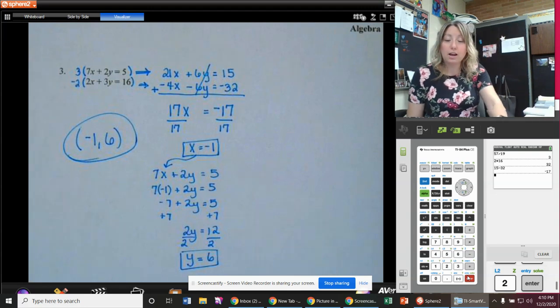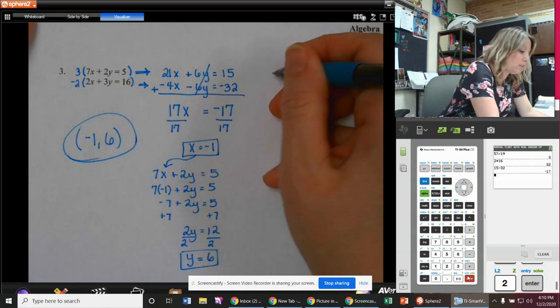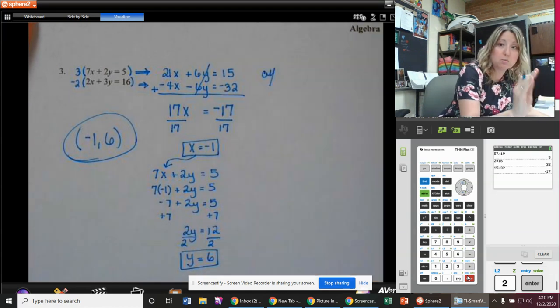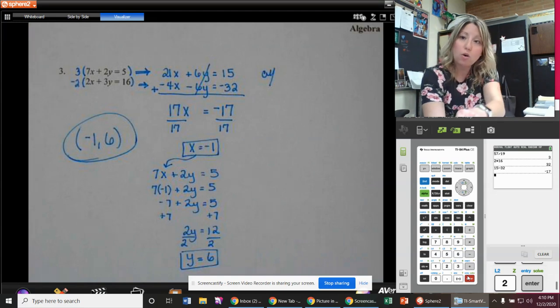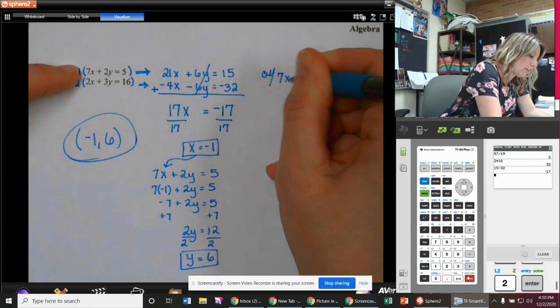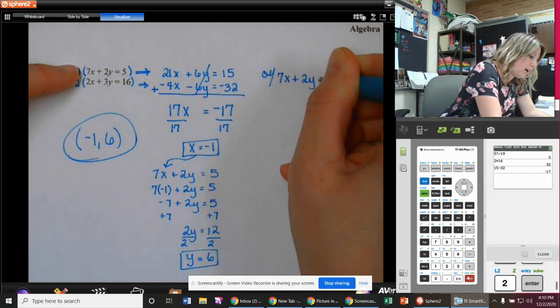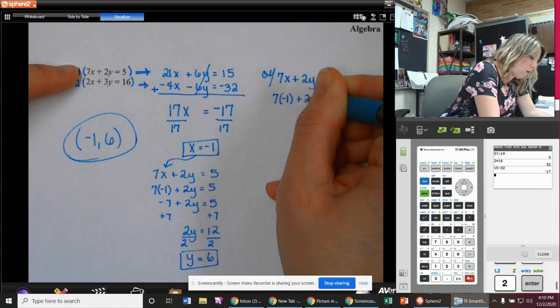Again, create that coordinate point, check in both equations. So write the originals, not the manipulated, because if you did something wrong manipulating, it'll show up in your checks of the originals. So 7x plus 2y equals 5. Replace x with -1. Replace y with 6.